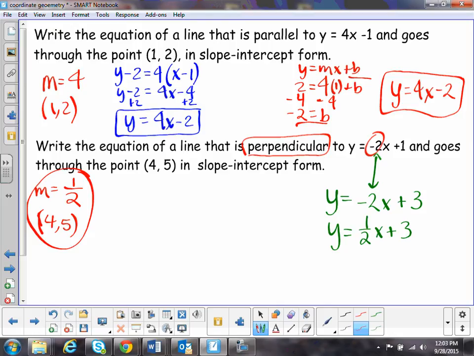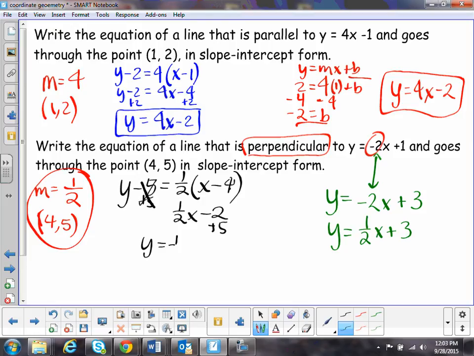Either one is right. Alright, so I get the point still. So it's y minus 5 equals 1 half x minus 4. And then we got 1 half x minus what, y'all? 2. I'm going to add 5 to get rid of that. Add 5, y equals 1 half x plus 3. Second one is right.